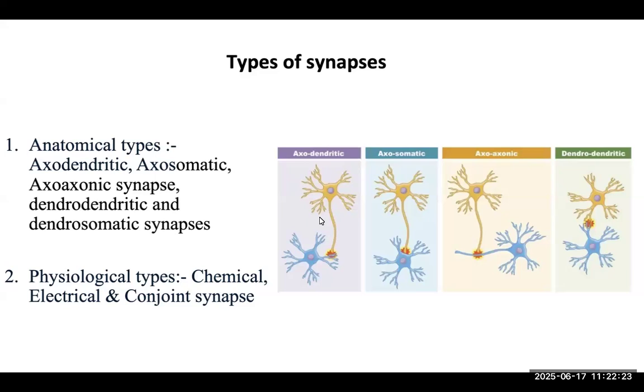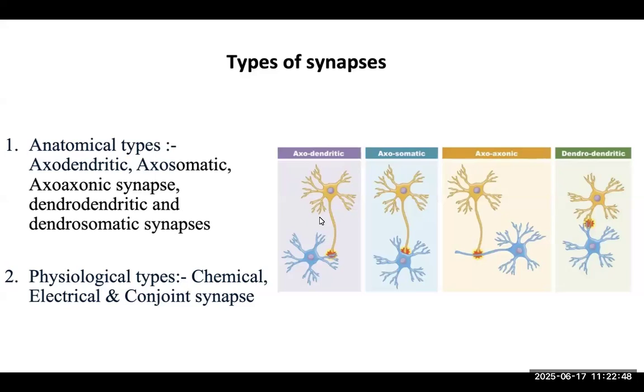So an example of axosomatic could be interneurons, right? There are a lot of these interneurons or GABAergic synapses that are made directly onto the soma. So parvalbumin positive neurons are making connections on the soma itself. So this is in the central nervous system. Axoaxonic, exactly the same. There are a lot of interneurons that make these.